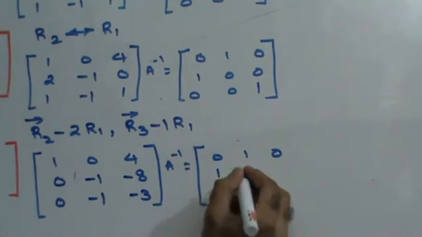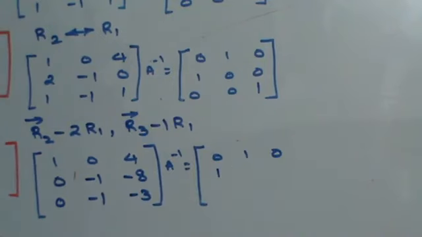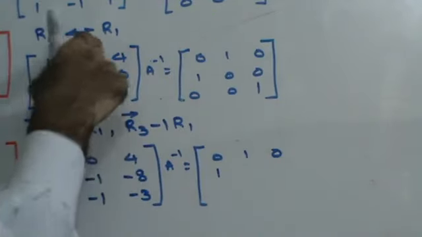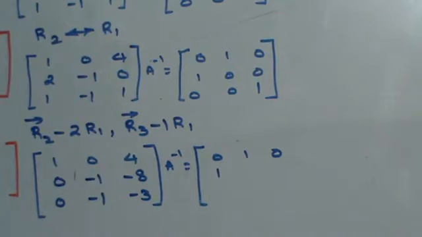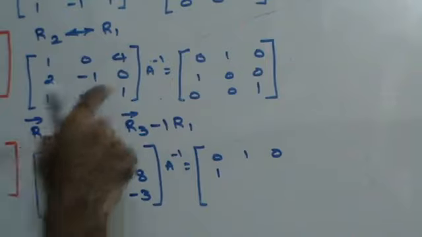1, 0. Yeah, you want to ask me something? So minus 3, it's twice R1, right? No, that's R3 minus R1. So R3 minus R1. Right? For R2 it is twice.